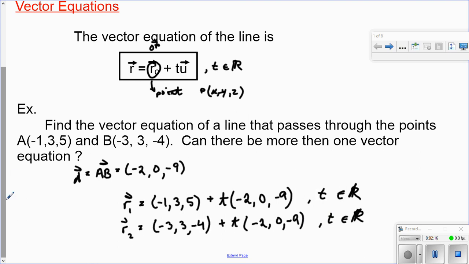What I'm doing by showing a couple of different examples is answering the second question: can there be more than one vector equation? Yes, there can be. I've just written 2. I could have easily found BA, that's the same direction, but the values would be different, it'd be 2, 0, and 9. I could use that direction vector to generate 2 more, because each of the points could be used with this second direction vector, and that would represent the same line by way of a vector equation.